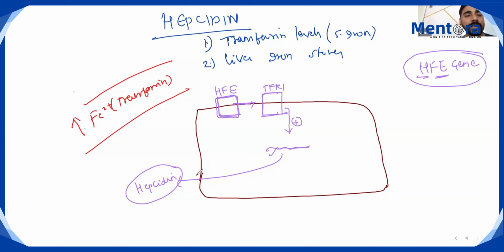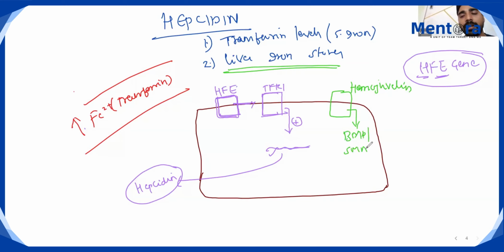Clear? Similarly, one more stimulus is the liver iron stores. Whenever the liver has excessive iron stores, another protein called hemojuvelin gets stimulated, and the bone morphogenic protein SMAD pathway is involved, which also leads to synthesis of hepcidin. So in the liver there are two things: whenever the liver needs to synthesize hepcidin, that is determined by two levels. One is your circulatory iron levels, and the second is the liver iron store.